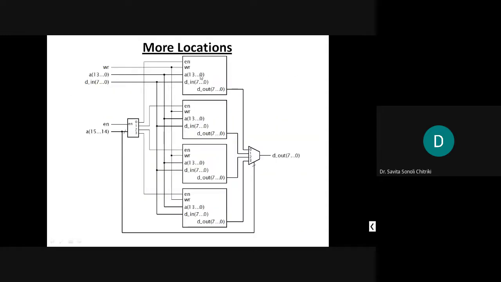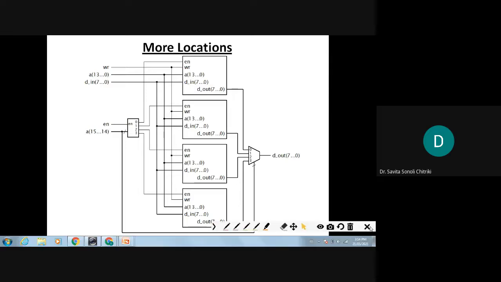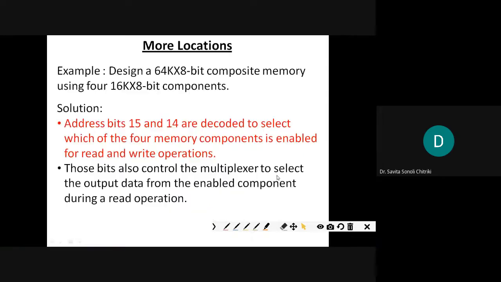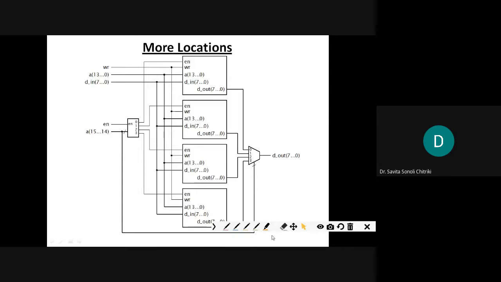See there, A0 to A13 are going directly, all are connected, whereas 14 and 15. So how do you do this? I'll just show you. 16K. What is the starting and ending address of 16K? You tell me. Previously you told me that answer. What is the starting and ending address of 16K memory?